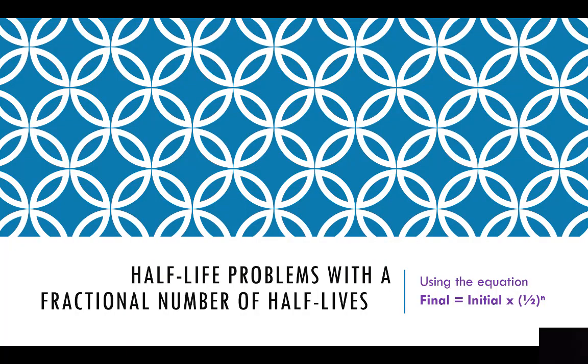So let's learn how to tackle half-life problems when we have a fractional number of half-lives. Not one half-life, not two half-lives, but maybe 2.7 half-lives. And to do this, we're going to need to use a simple equation, final equals initial times 1/2 raised to the n. Let's take a look.